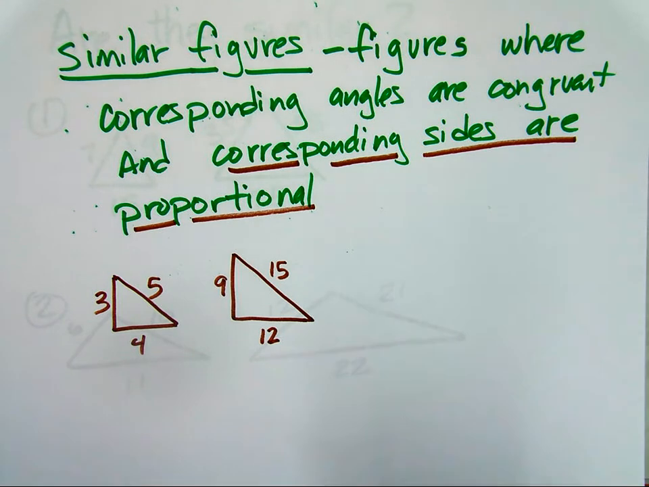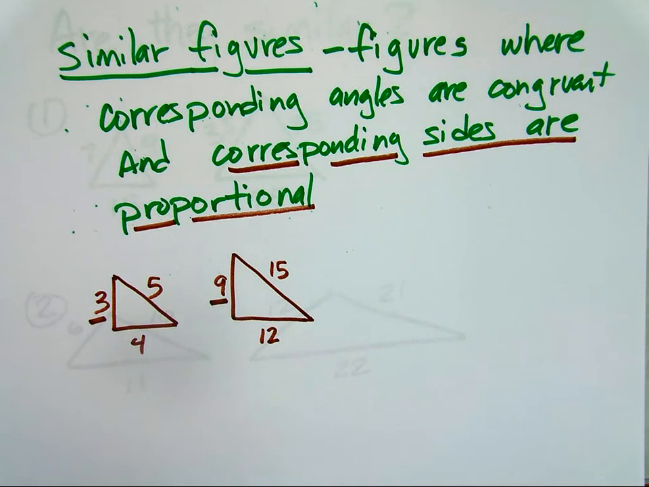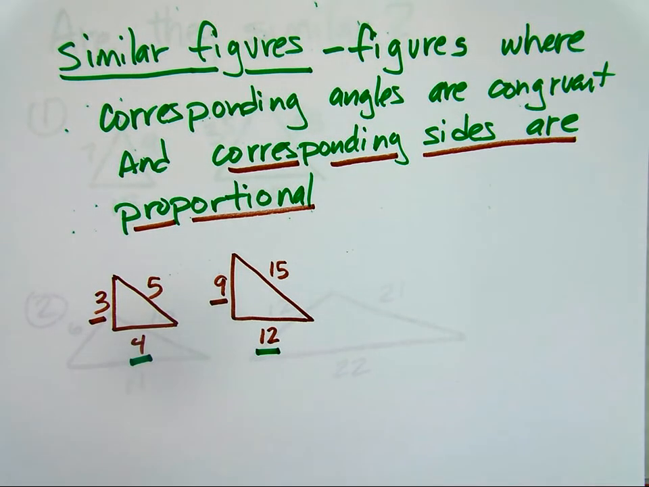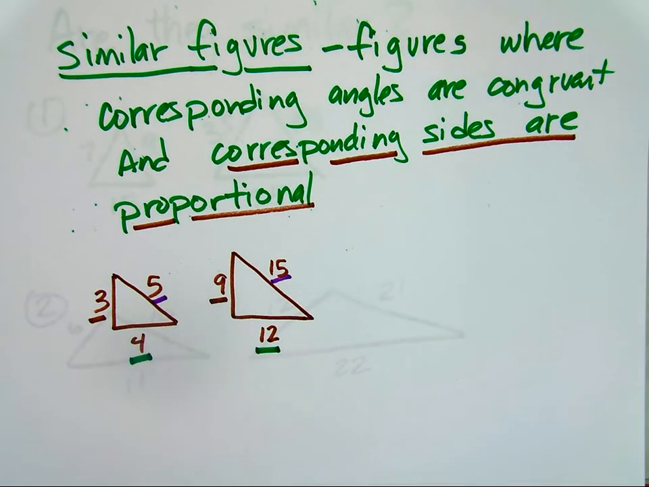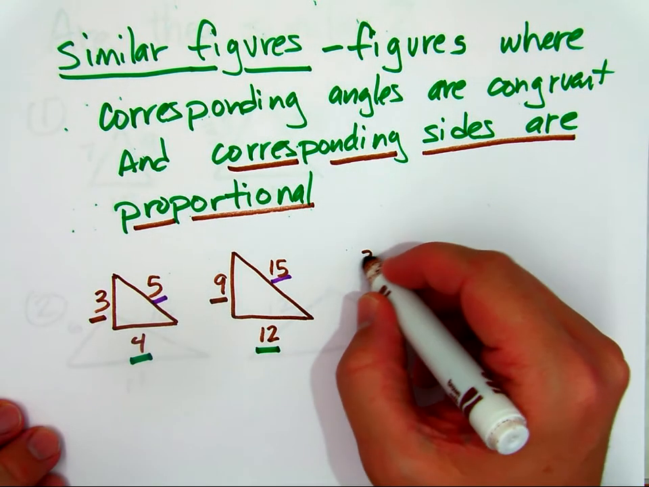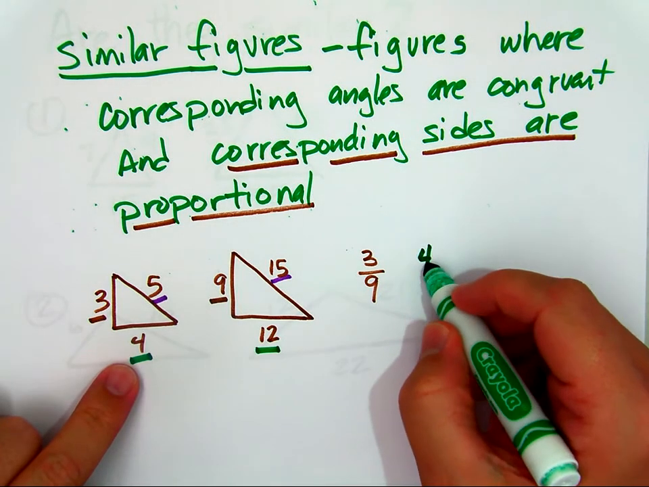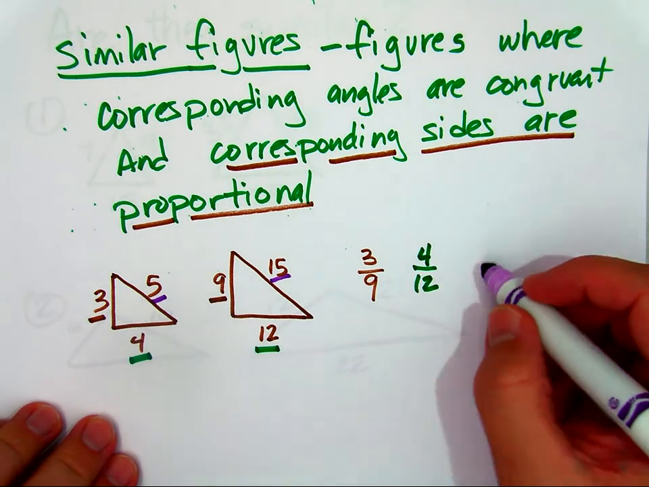So what we want to do is match up the shortest side with the shortest side. We want to match up the next longest side with the next longest side. And of course, we keep right on going. And that's how we can keep our correspondence together. So 3 matches with 9. 3 over 9 is one ratio. I check the next one. 4 to 12 is the next ratio. And the final pairing, 5 and 15.